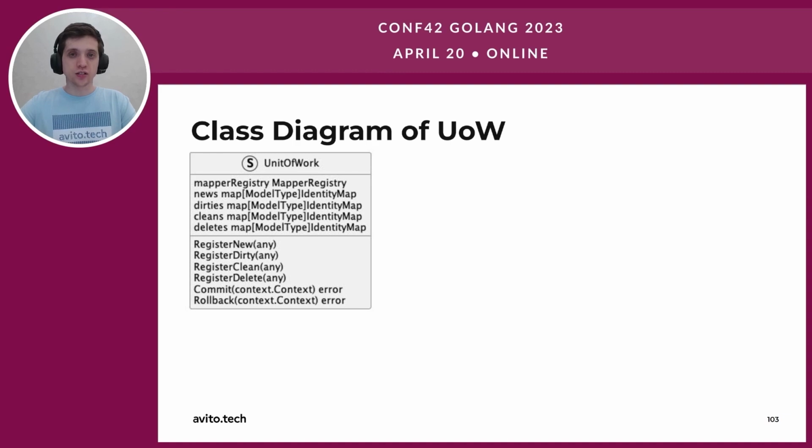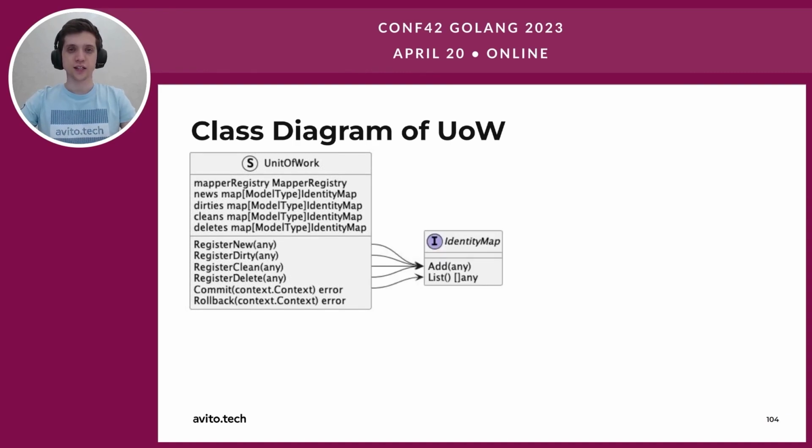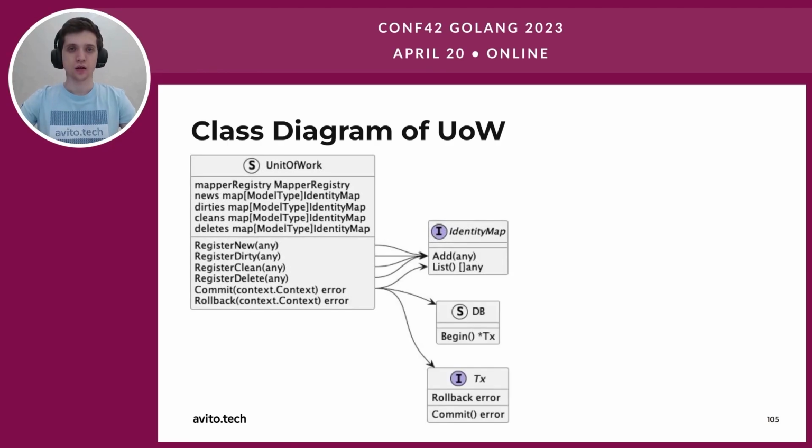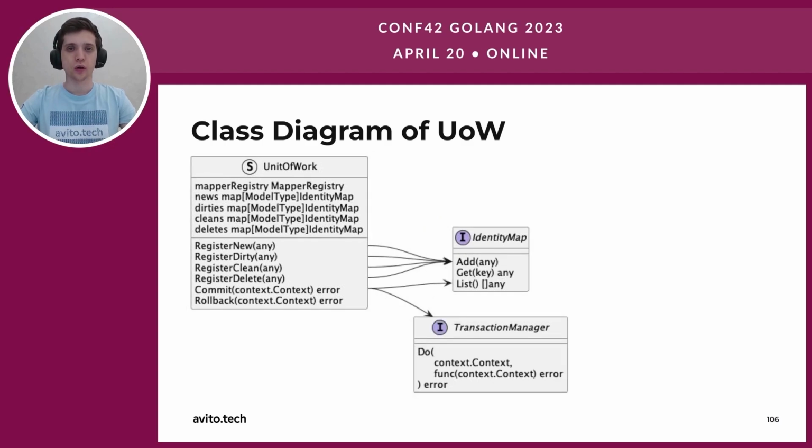The first block is our pattern. The next block is the identity map pattern, which stores our models after they are registered in some state: new, clean, dirty, or deleted. Further, we have classes to work with database transactions. I prefer to replace it with an interface to unchain from the database. The interface helps us to use the transaction manager, which we wrote.